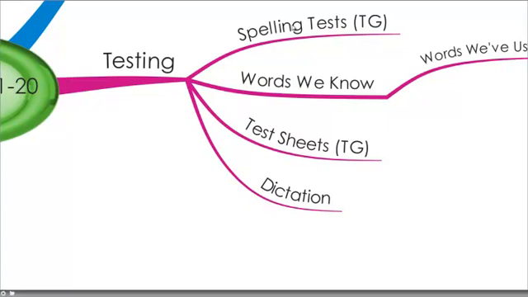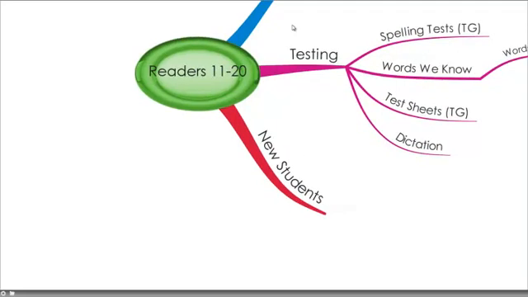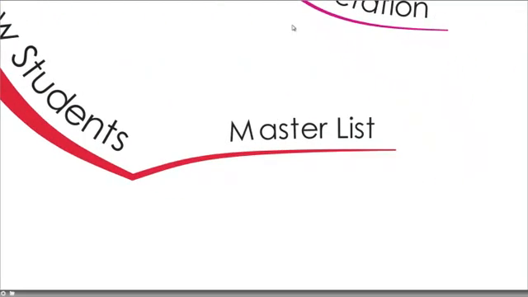Okay, what else can we look at in Readers 11 through to 20? One thing that's quite important once you get to these levels, where you've already covered a fair bit of phonic territory, is what do you do with new students? New students won't necessarily have had the phonic training that your current students do, so how do you get them up to speed? Well, you can test them with the test sheets found in the teacher's guide or the spelling test. But one really fast and reasonably effective way to get students up to speed is by utilizing the master list that's also found in the teacher's guide.